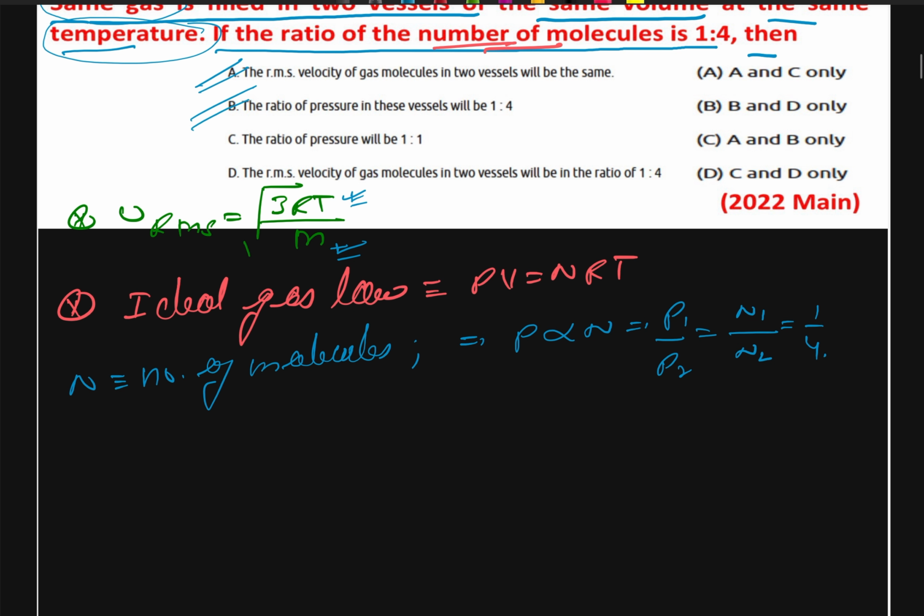So option B is also correct. And the ratio of pressure, obviously, so this is incorrect because the ratio is 1:4. And D states the RMS velocity of the vessels will be in the ratio. We just concluded that the RMS will be the same, so option D is also incorrect. So only A and B are correct, so option C is correct.